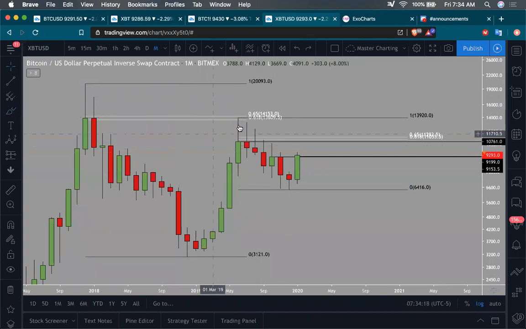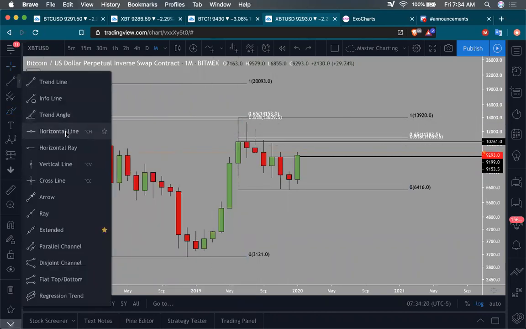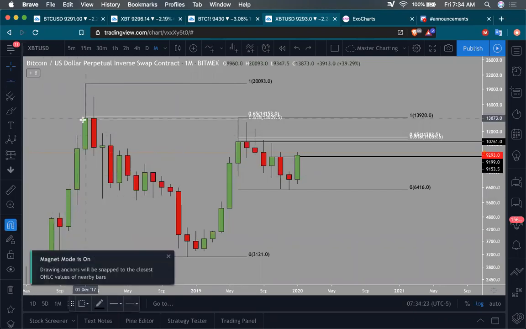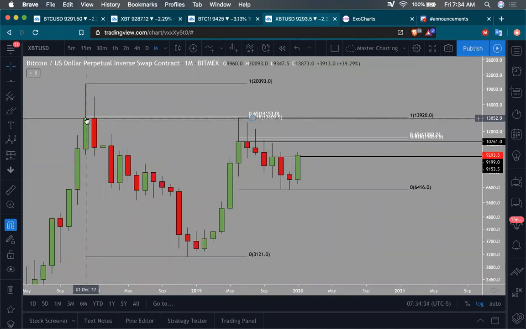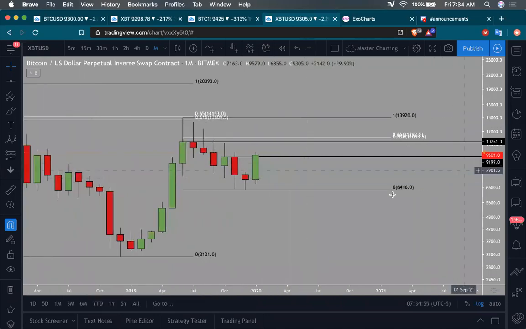Another reason why I like that area is because if I throw a horizontal line right there, notice where that is. 13,873, right? That's the closing of this candle right here on the monthly in December 2017, and that's the open of January 2018. Okay, so on a monthly time frame, not only did we get this candle right here in June 2019 smash right into the candle opening and closings in 2017, but it also happened to be the golden pocket, right?